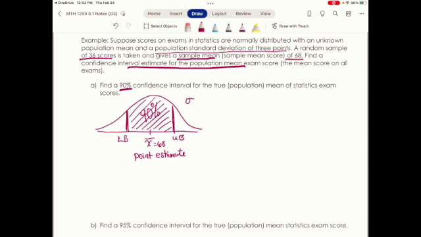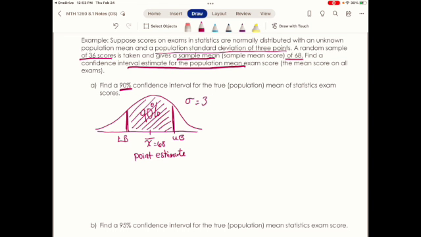Now we do know, because they gave this to us in the problem, that the population standard deviation is 3. In real life, that usually doesn't happen, but when it does, that's what this whole section is about. How can we create a confidence interval for the population mean if we do actually know what the standard deviation is for the population? So in order to use the method that we're using in this section, we have to know what that population standard deviation is.